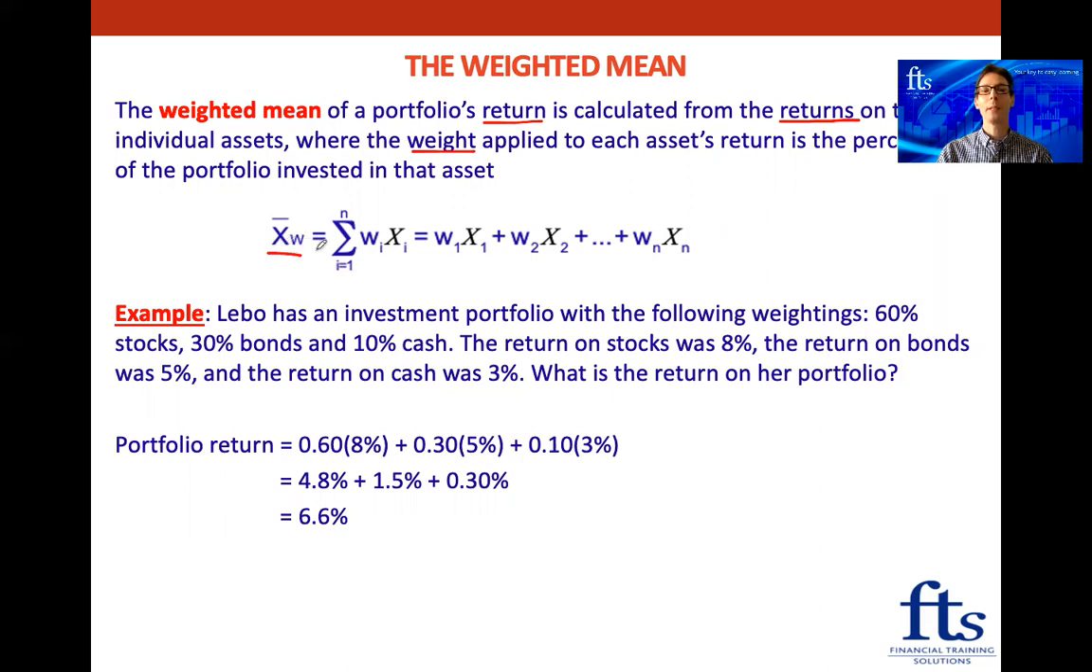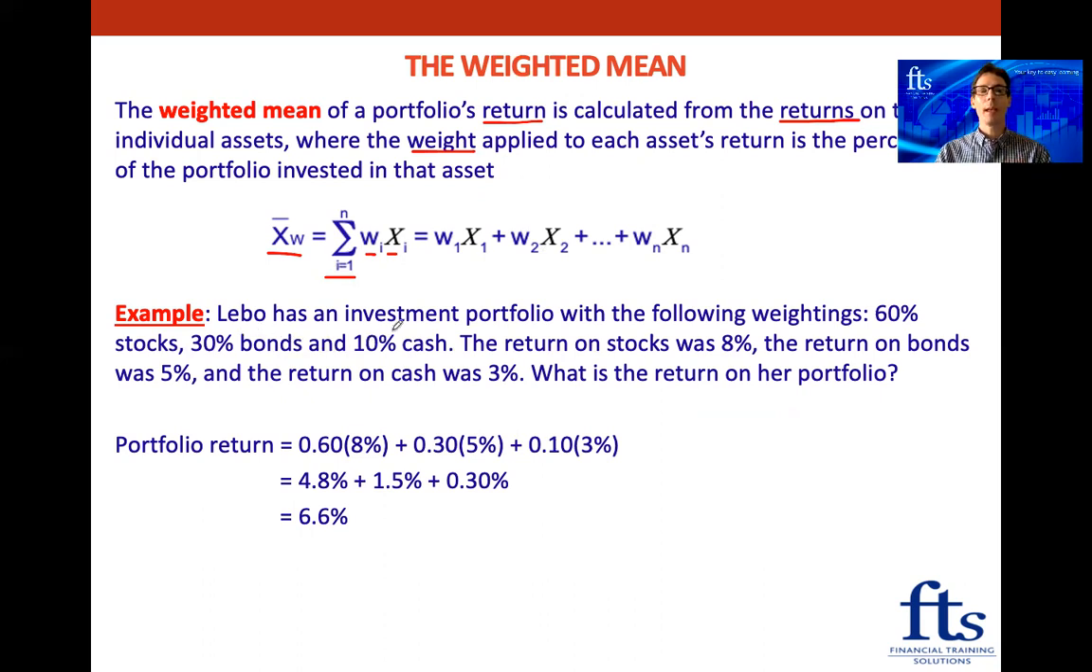So the weighted mean, all we do is we sum up the weight that we've got in each asset, and X is the return of each asset. So as we said, sum up. We do it for each and every asset that we have. So if we try the example, we'll see how easy it is.